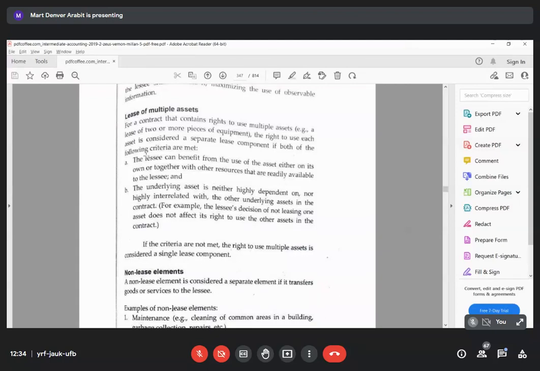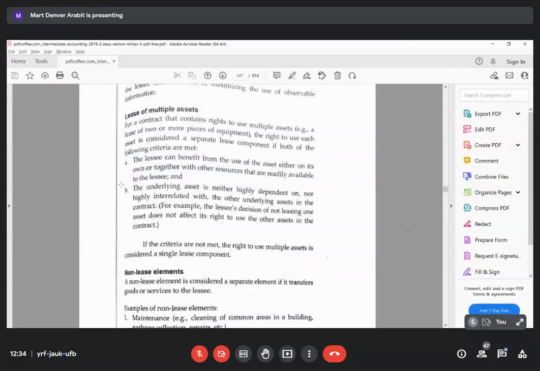So letter A, magbe-benefit si lessee kung yung use of asset will be beneficial for the lessee to use it as a bundle. So in this case, let's say example is, ano ba? PC set. So kung mag-release ka ng PC set ng CPU lang, then it doesn't make sense, 'di ba? So kailangan may kasama siyang monitor or anything na essential para magamit mo yung PC set.